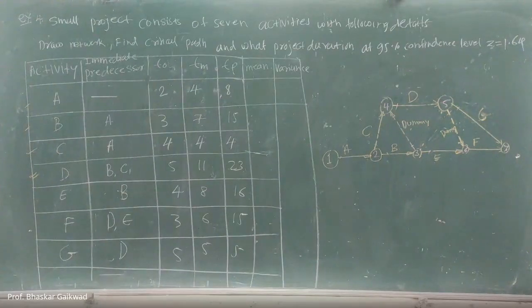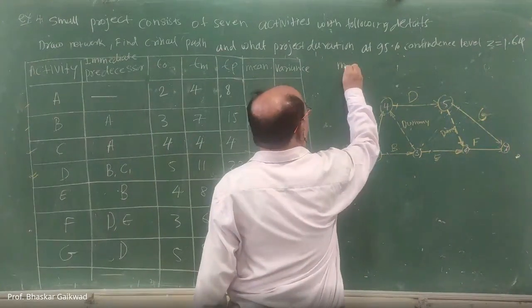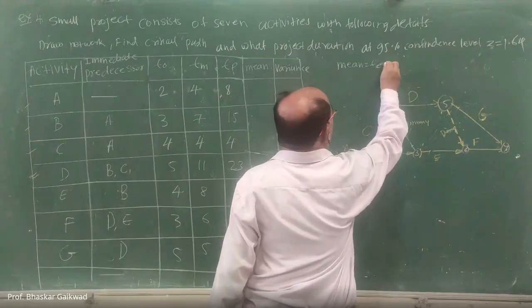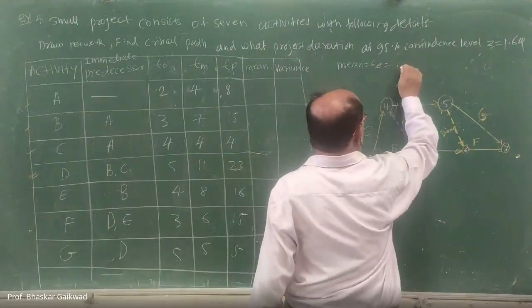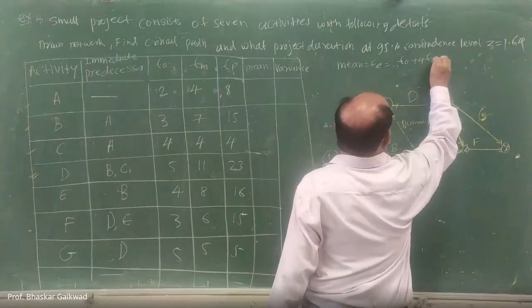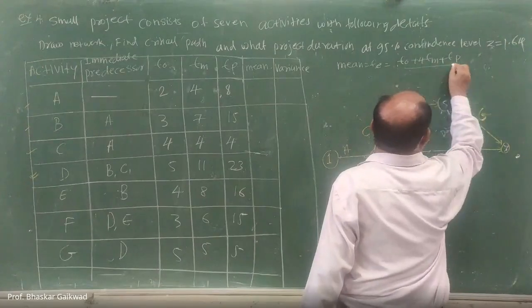Now what is the next step? You have to find out the mean. How to find out the mean of this? By using the formula. Which formula is that? Mean, TE, is equal to optimistic time plus 4 into most likely time plus pessimistic time, divided by 6.